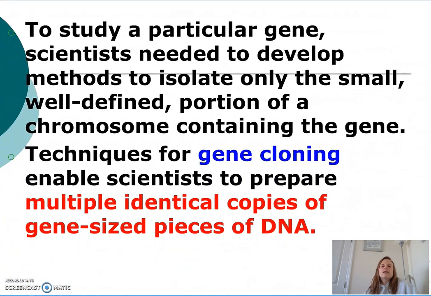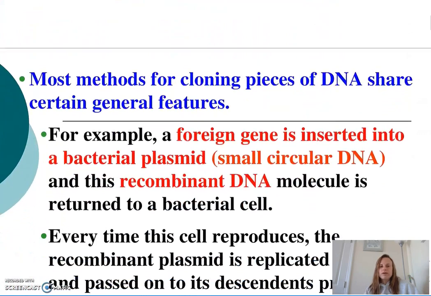So in order to study a particular gene, I would do something called gene cloning. And gene cloning is exactly what it is. Cloning of a gene, so making multiple identical copies of gene-sized pieces of DNA. Now, why would I want to focus on just one gene? Well, let's say I want to look at sickle cell anemia. I only want the gene that codes for sickle cell anemia. Once I isolate that gene, then I want to be able to clone it so that I could do research on it over and over and over again.